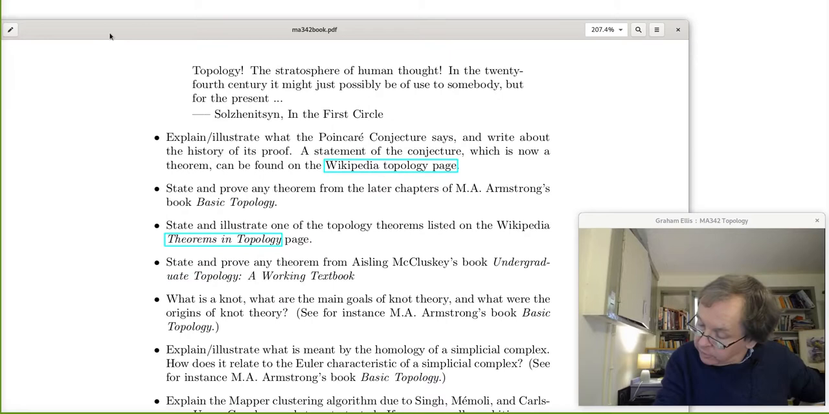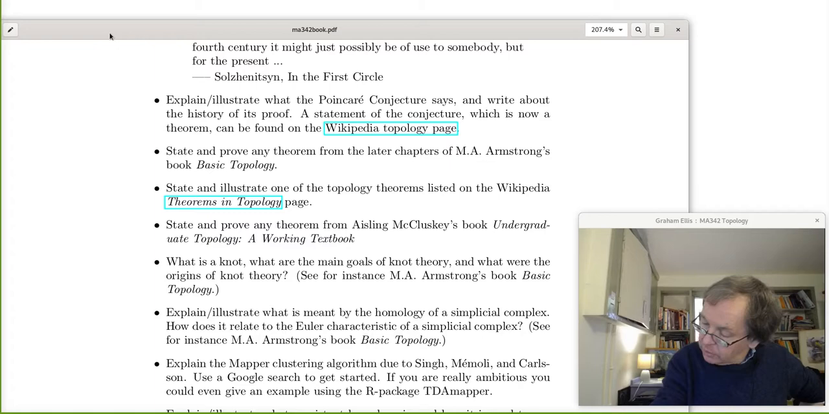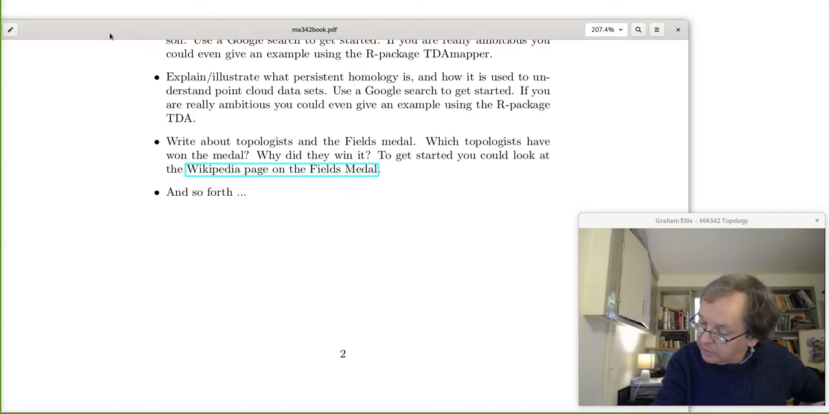You could talk about knot theory, what's a knot. Knots occur at the end of Armstrong's book. You could elaborate on what knots are. You could talk of homology, simplicial complex, homology of a simplicial complex, and so on. There's a list of possibilities there. Whew. So that's the project.